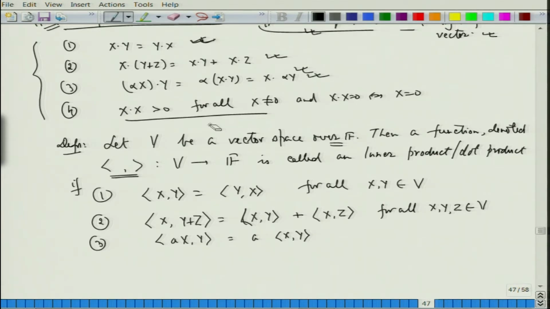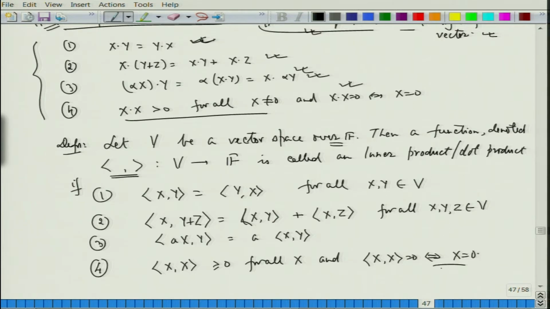The fourth, which is very important, is this part, the length. So what we are saying is that x comma x is greater than or equal to 0 for all x, and x comma x is 0 if and only if x is 0. All right. So the same thing that I wrote here, we are writing the same thing here.